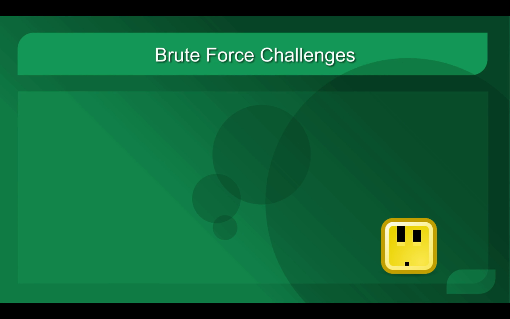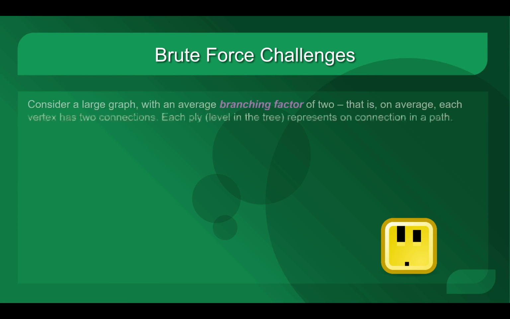Now there are some challenges we run into with brute force searches, in particular related to what we call the branching factor. When we talk about the branching factor, we're talking about how many connections or how quickly the problem set grows. In the case of a graph, that is usually defined by the number of connections on average that a vertex has. So let's consider a large graph that has a branching factor on average of 2. Each ply, that is, each level in our tree, represents a connection on the path. It represents a step from one vertex to another.